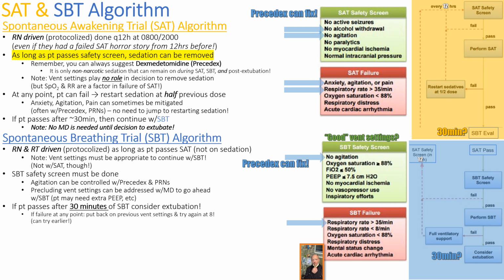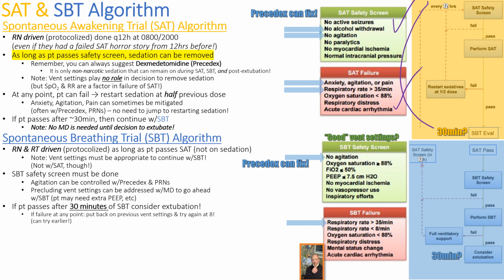Okay. So again, the SAT and SBT algorithm. In yellow here, we've got our SAT, right? We've got the safety screen and we have failure. So I did a safety screen. They met criteria. I've taken sedation off. How do I take it off? Turn it off, right? You can just change it to 0 for now. Or actually, the easiest thing using the IC, we're just going to put it to pause for 30 minutes, right? So we're going to see how they do with my sedation off for right now.